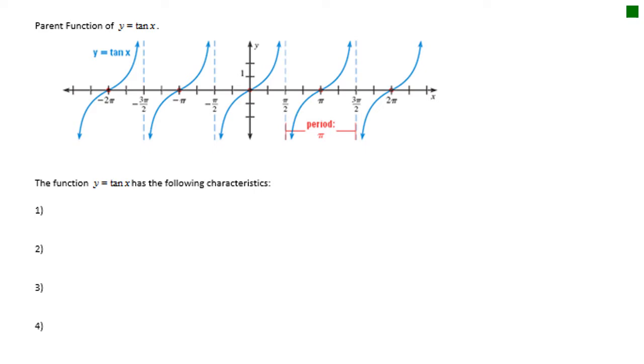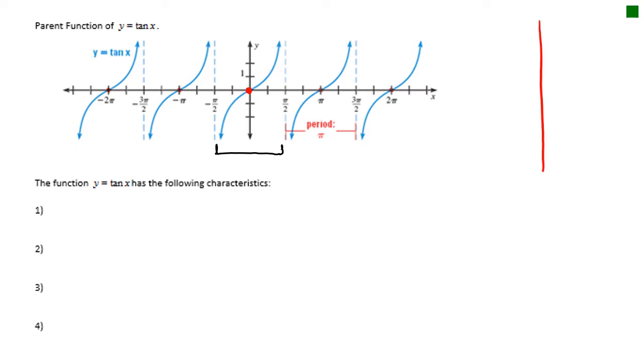Okay, so let's look at one period. We're going to look from here to here. Okay, that's where we're going to look, and where we get these points from, and where we get these asymptotes from as well. So if we look at the value of tangent when we are at 0 radians or 0 degrees, we are at 0. Okay, so that's this point here.